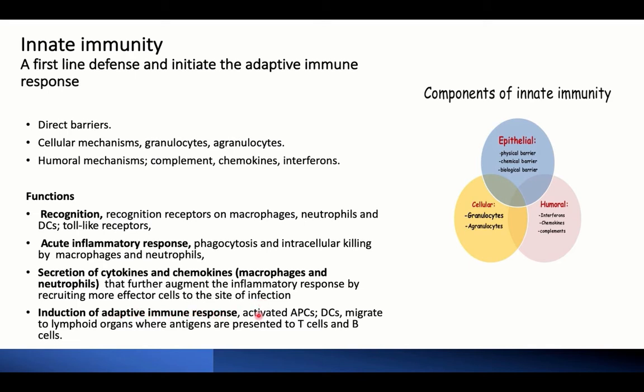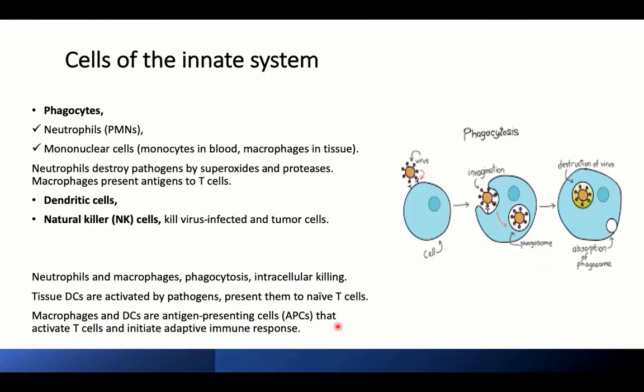Induction of adaptive immune response by activated antigen-presenting cells. Antigen-presenting cells, like dendritic cells, migrate to the lymphoid organs we have mentioned, such as lymph nodes, spleen, and so on, where they present the foreign antigens to the T and B cells to initiate the adaptive immune response. These are functions of innate immunity.